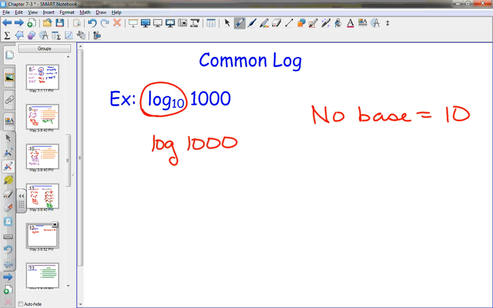10 is what they call the common log. Back in the day, they said 10 is the common log, so I chose 10.